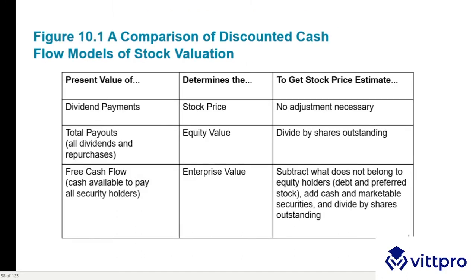So it's a comparison of discounted cash flow models for stock valuation. The present value of dividends determines the stock price, right? The total payout, all dividends and repurchases, determine the equity value, and the present value of free cash flows determines the enterprise value itself. But in that case, you have to adjust the debt and also the cash and divide by the equity shareholders. So that's how the value comes, what adjustment you need to do to get the stock price. So that's the one method.